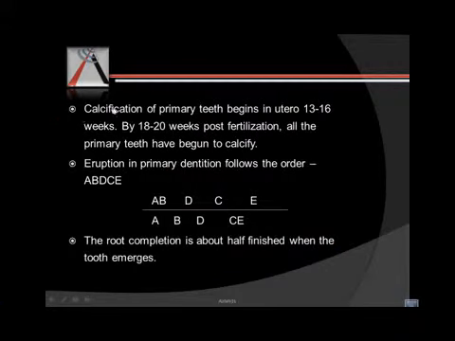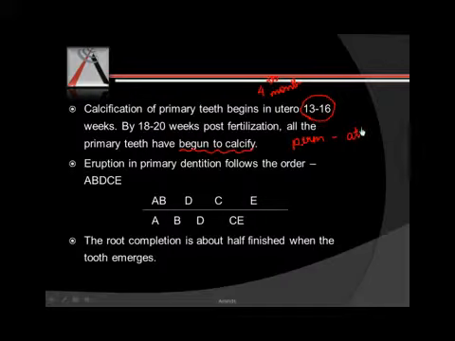We had discussed that calcification of primary teeth begins in the fourth month, and here you have it in weeks. It begins in 13 to 16 weeks, and by 18 to 20 weeks post fertilization, all the teeth begin calcification, and your permanent molars begin calcification approximately at or near birth.